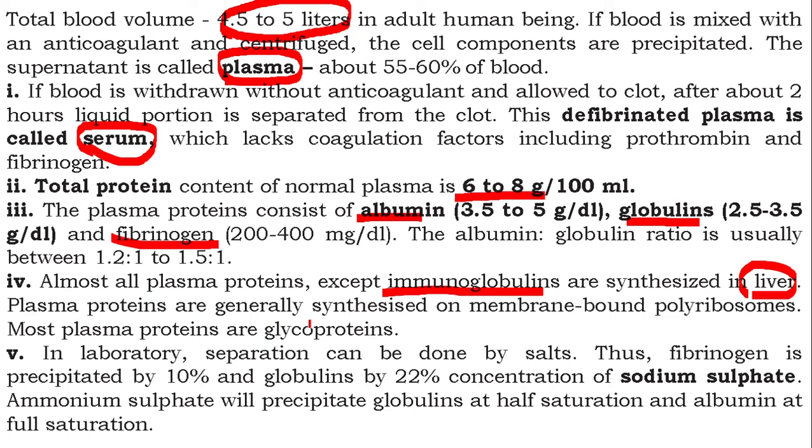And they are proteins, they are synthesized on polyribosomes as nascent proteins. These proteins are precipitated using salts, and fibrinogen is precipitated by 10% sodium sulfate, while globulins are precipitated by 22% sodium sulfate.